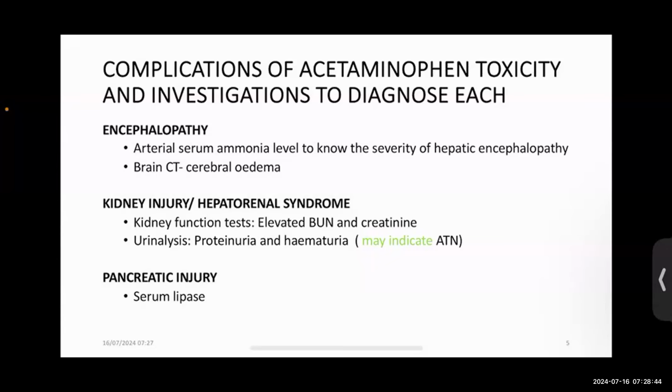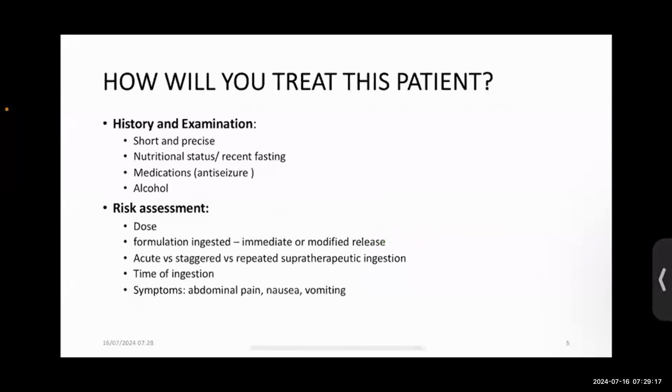The brain CT can even tell us if there is edema or any other findings alongside. The patient could have an acute kidney injury or even worsening up to hepatorenal syndrome, and we can use the kidney function test, where we see elevated blood urea nitrogen and creatinine. They could also have an acute kidney injury from ATN, which will show in urinalysis with proteinuria and hematuria. It could also affect the pancreas. We want to do a serum lipase to assay some of these complications.